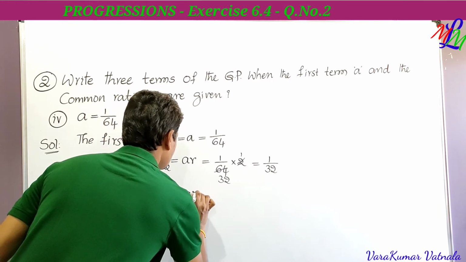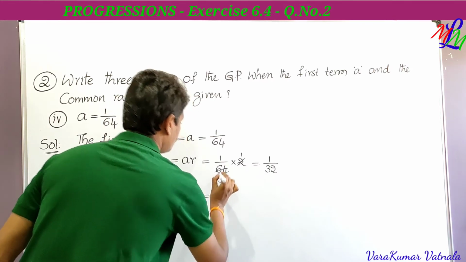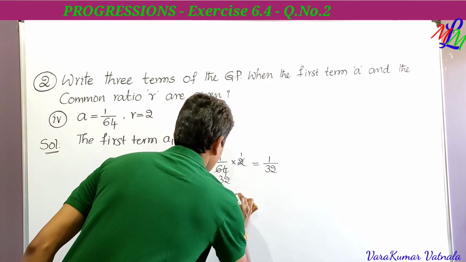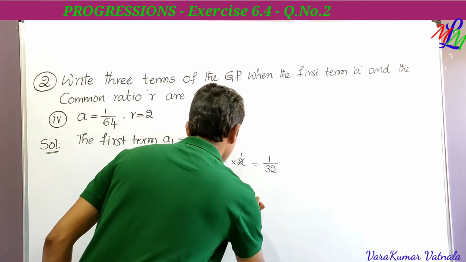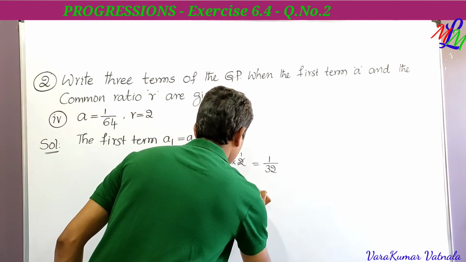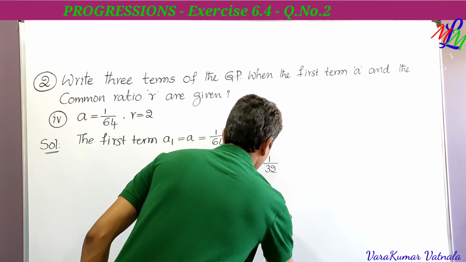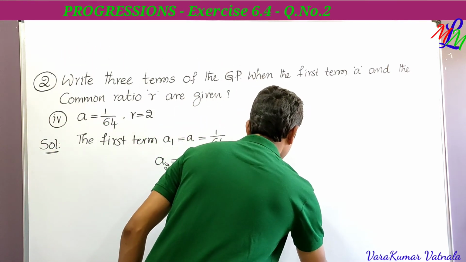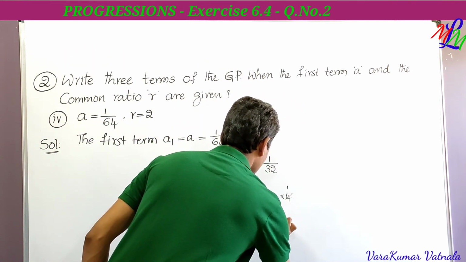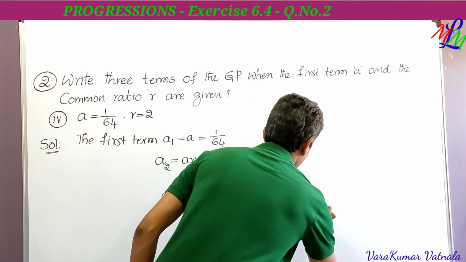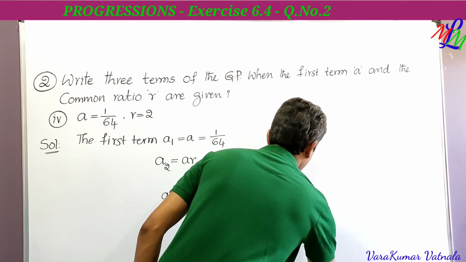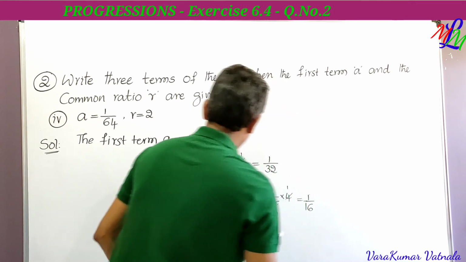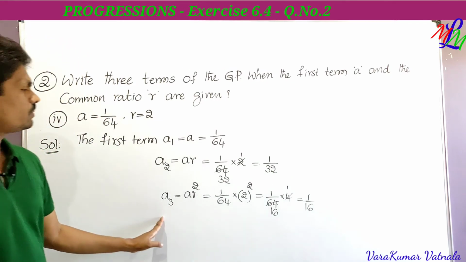is equal to a into r square. So we have a is 1 by 64. Write 1 by 64 into r square. The r value is 2, so write 2 square. So we just have to simplify. Write 1 by 64 as usual. But 2 square is how much? 2 into 2, 4. So 4 ones are 4 and 4 16s are 64. So we can get 1 by 16. So here a3 is equal to 1 by 16.